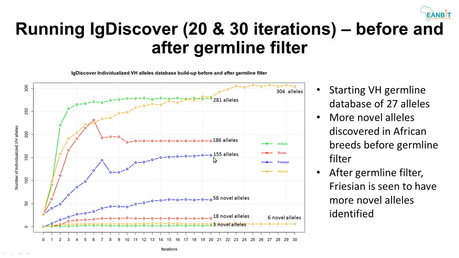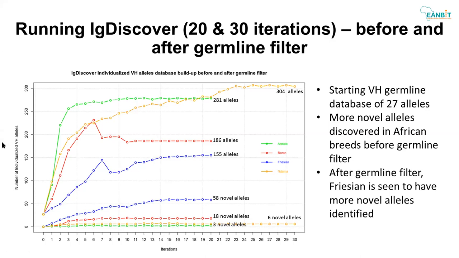Yet if you look at the Frisian, it has got lower, 155. Mark you, with the starting database of 27 at zero iterations. But more interesting, we see that after the germline filtering, we see a lower number of novel alleles in African breeds. One possible explanation for this is that the starting database is composed of alleles described in Western breeds, which are phylogenetically distant to the African breeds.